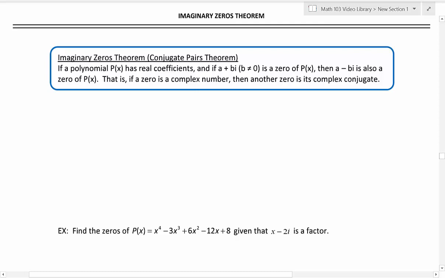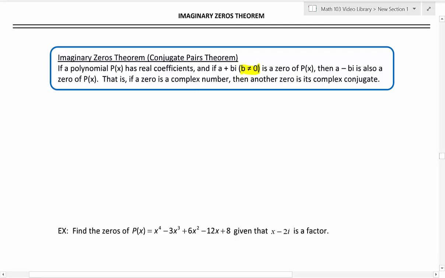This video discusses the imaginary zeros theorem. This theorem states if a polynomial p of x has real coefficients, and if a plus bi, where b is not equal to 0, is a zero of p of x, then a minus bi is also a zero of p of x. That is, if a zero is a complex number, then another zero is its complex conjugate. This theorem is sometimes called the conjugate pairs theorem because imaginary zeros always come in pairs.